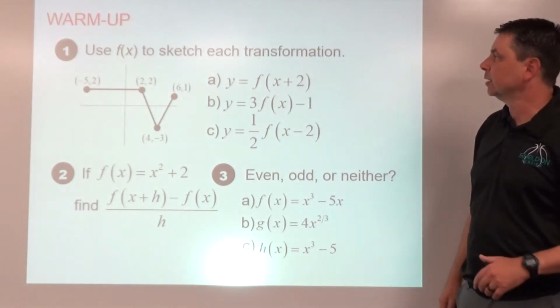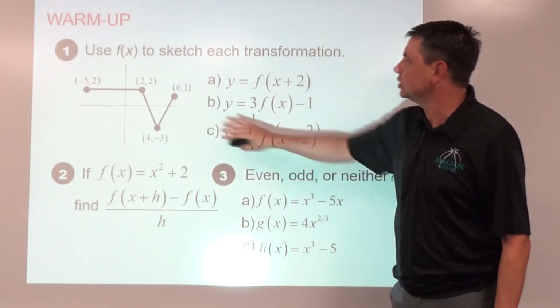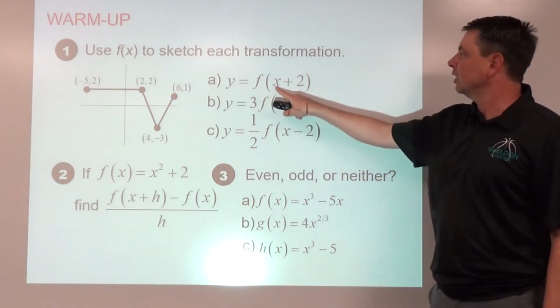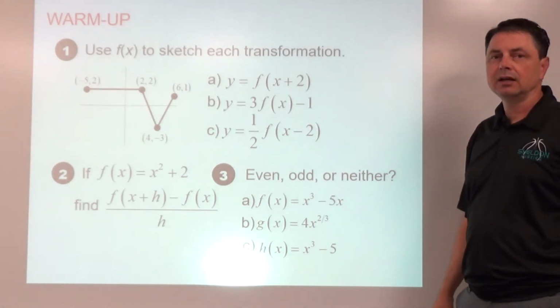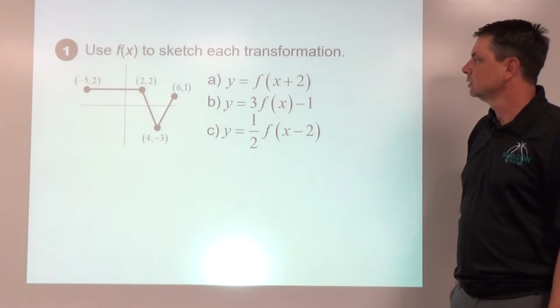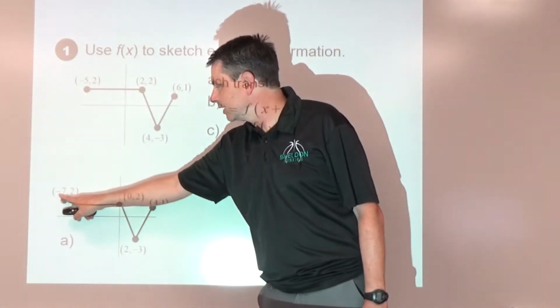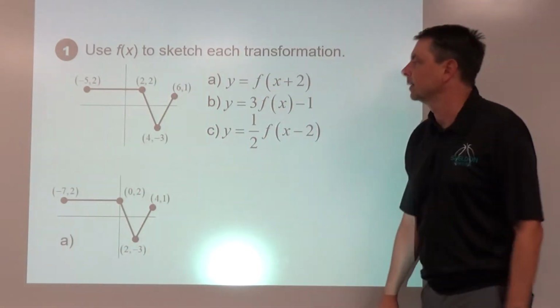Now let's take a look at number 1. We're going to have 3 different sketches with some of the transformations based on this being our parent function. f of x plus 2. What kind of transformation is that? It's going to be a shift to the left by 2. So negative 5 comma 2 goes to negative 7 comma 2. All the points go left 2 from there.